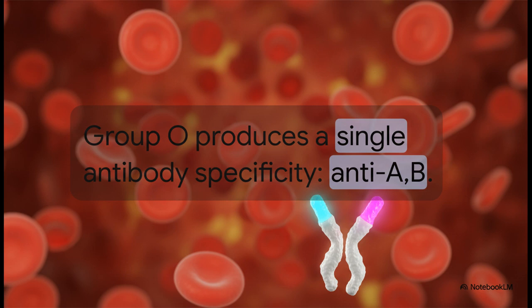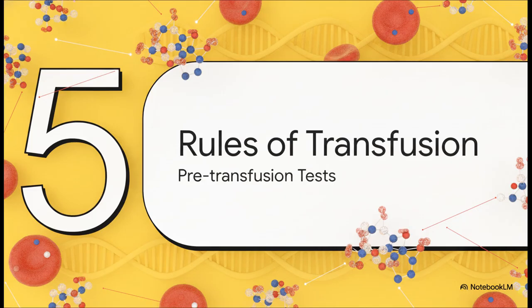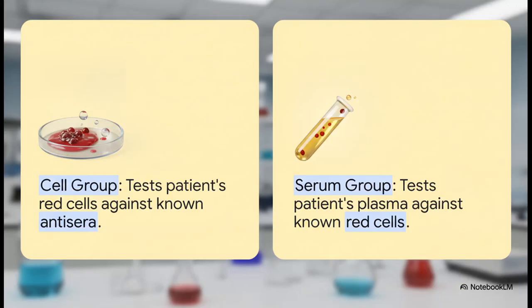How cool is that? Section 5. The rules of transfusion. So how does all this biological architecture actually dictate the life or death rules of medicine? Well, before anyone can safely receive a blood transfusion, laboratories have to perform rigorous pre-transfusion testing using a really robust double-checking system. First up is the cell group, which tests the patient's red cells against known antisera to directly detect which 3D sugar structures, the antigens, are physically present.